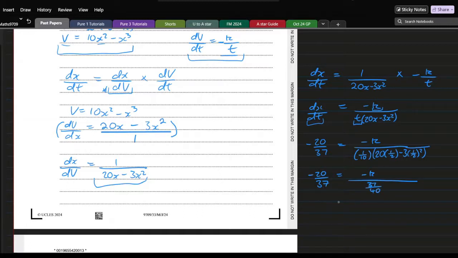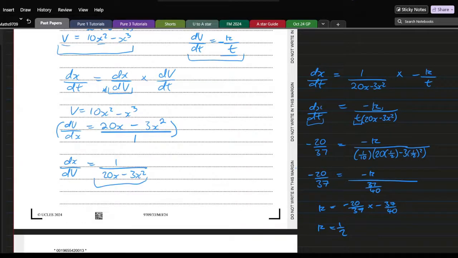So multiply both sides by negative 37 over 40. K is equal to negative 20 over 37 multiplied by negative 37 over 40. Alright, this gives us that K is equal to negative 37 over 40 times negative 20 over 37. That gives us K is 1 over 2.